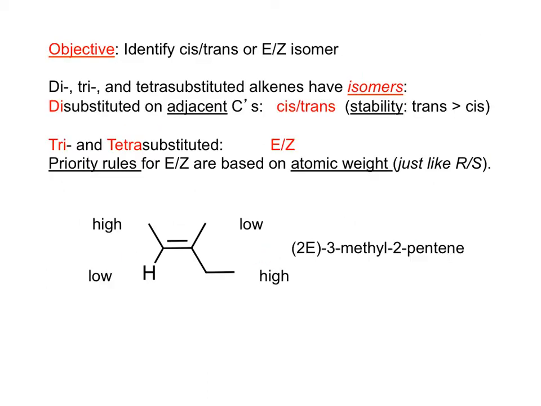Substituted alkenes can have isomers. The cis-trans isomers refer to disubstituted alkenes in which each group is on each vinylic carbon. For tri- or tetrasubstituted alkenes, use E and Z instead of cis or trans. Prioritize the groups on each vinylic carbon and then assign the E or Z designation.